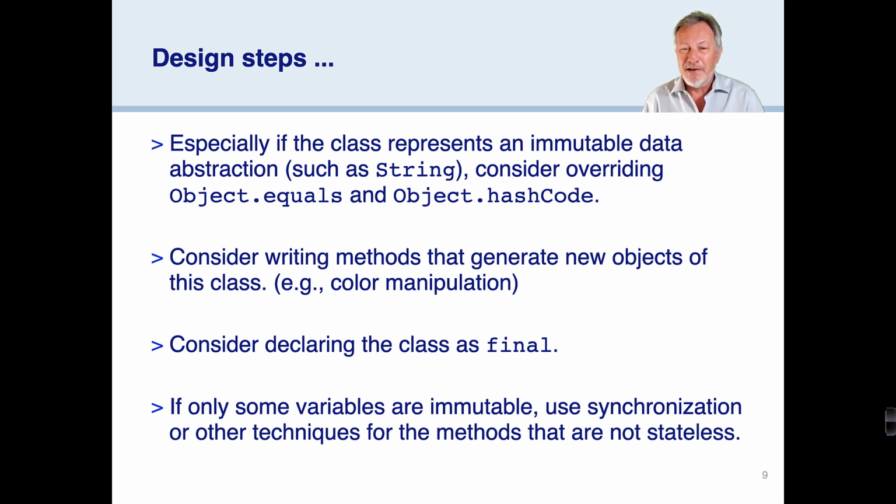Another thing you might consider, but may or may not be a good idea, is declaring the class as final. When you declare a class as final, that means there may be no further subclasses. So in particular, if you want to make sure that nobody defines a subclass which suddenly is mutable, you may say, okay, this class is final.